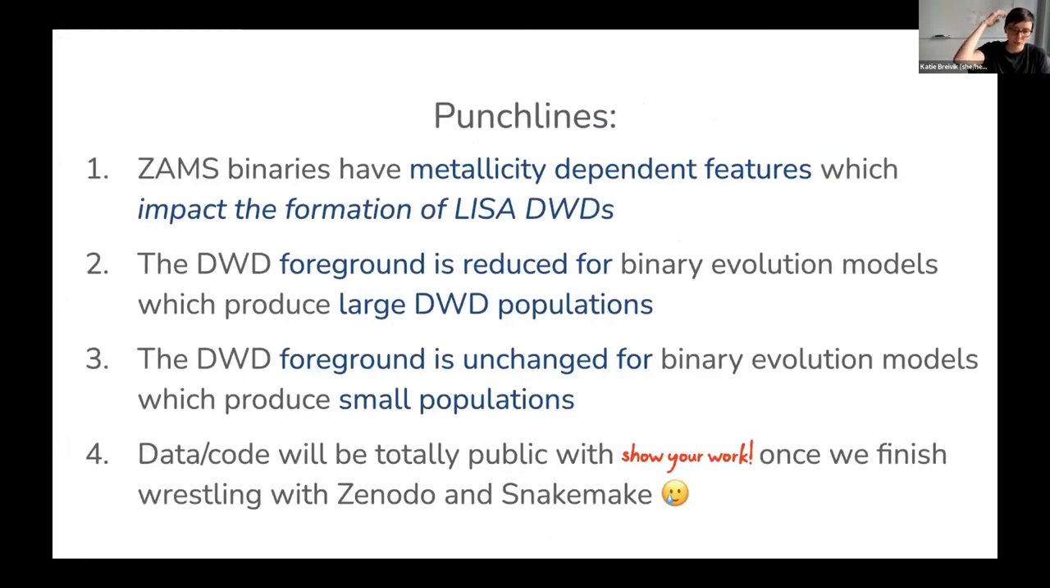So first, we know that zero-age main sequence binaries have metallicity-dependent features, and we have shown in our study that it could really seriously impact the formation of double-white dwarfs that are observable by LISA. We find that the double-white dwarf foreground is reduced for binary evolution models which produce large double-white dwarf populations. We also find that the double-white dwarf foreground ends up being rather unchanged for binary evolution models which produce smaller populations.